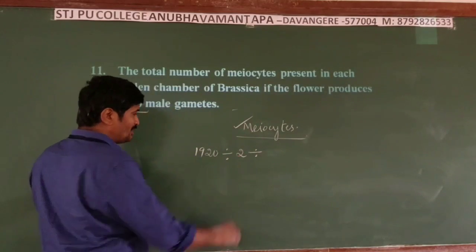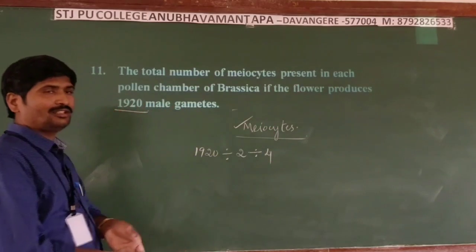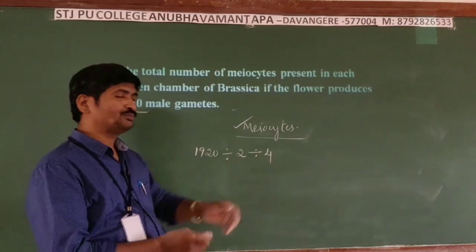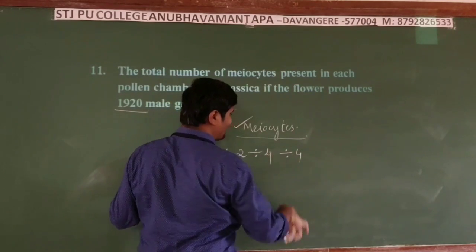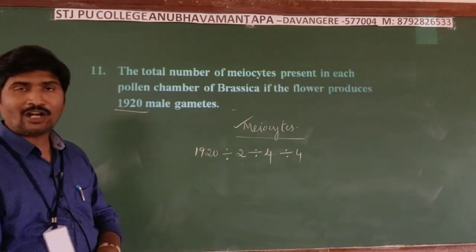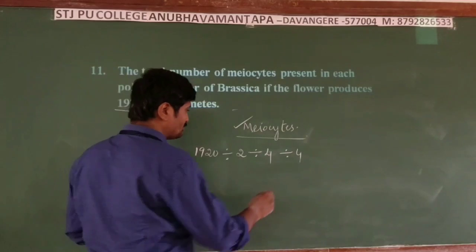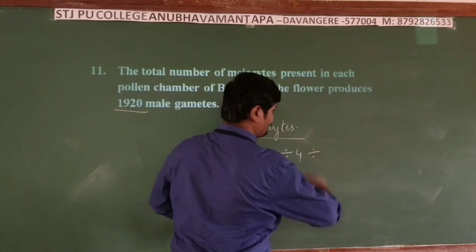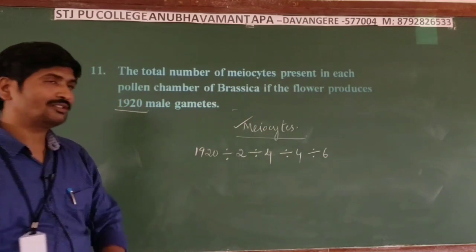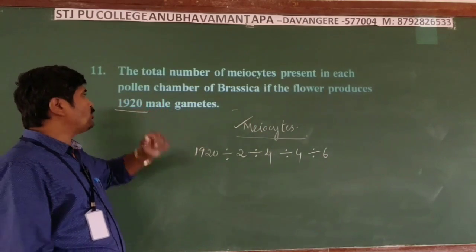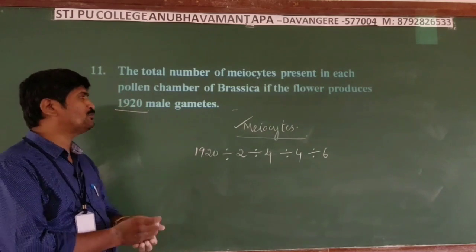Next one. One pollen mother cell gives rise to how many pollen grains? 4. Next one. Brassica is a dithecous anther. Each anther contains how many microsporangia? 4 microsporangia. Next one. How many stamens are present? 6. See here, the total number of meiocytes present in each pollen chamber of Brassica.